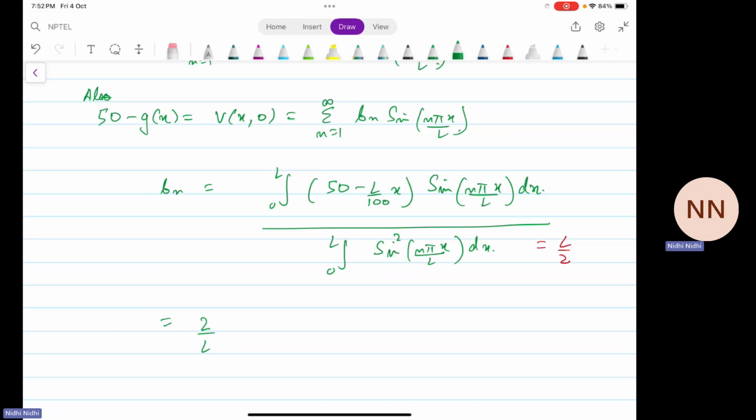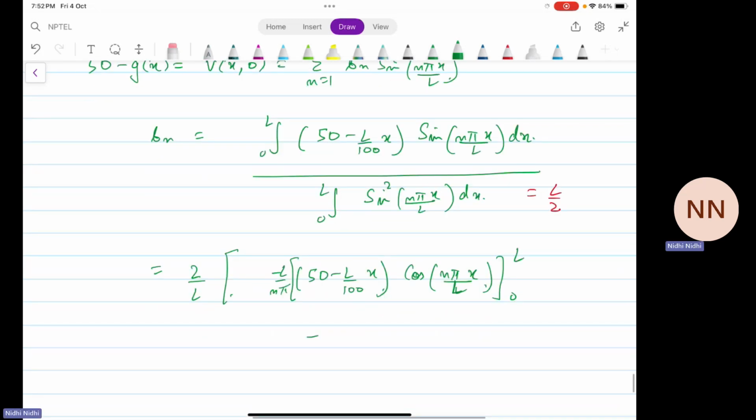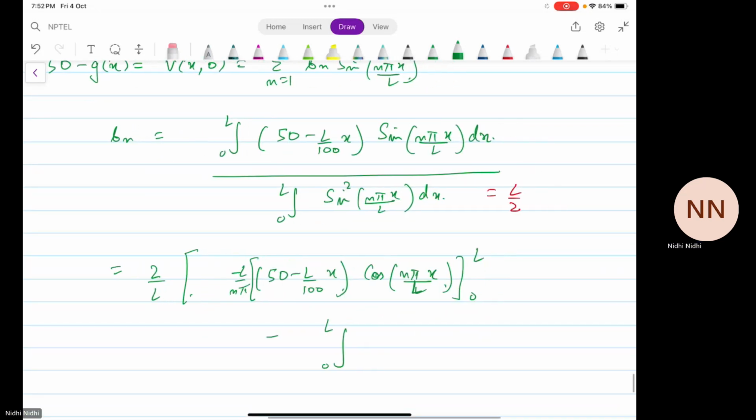We know that this denominator is basically equal to L by 2, so this is equal to 2 by L. Now we'll be using integration by parts. 50 minus 100 by L x as it is, integration of sine is minus cos n pi x by L times L by n pi, limit from 0 to L, minus integration 0 to L, derivative of the first term, which is minus 100 by L, times integration of sine, minus cos n pi x by L times L by n pi, dx.